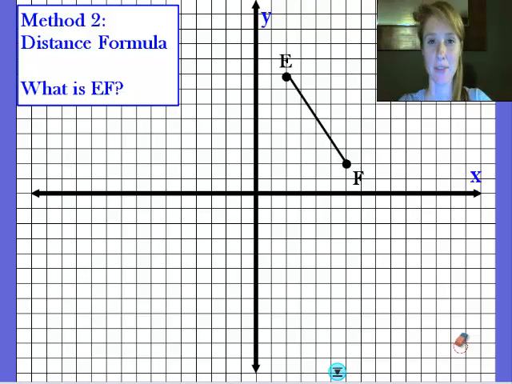Okay, so the next method, the second method we are going to use to find distance on the coordinate plane is called the distance formula. So we have our coordinate plane right here, and we have the same line segment EF on the coordinate plane. Okay, and the same question stands. I want to figure out what the length of line segment EF is.